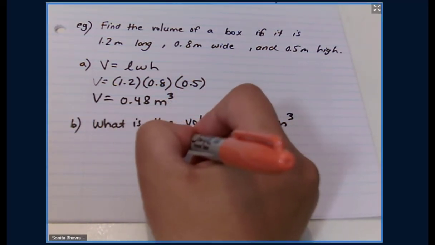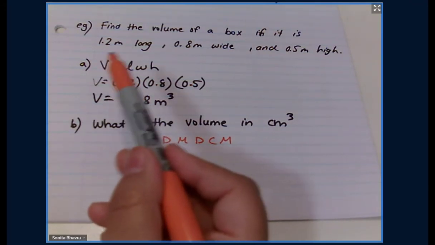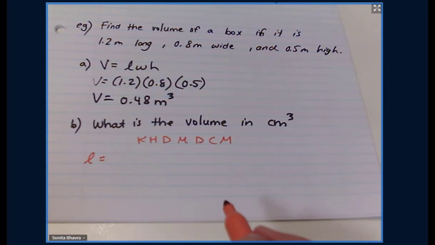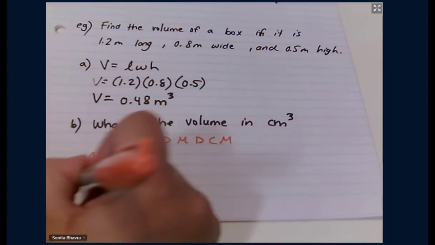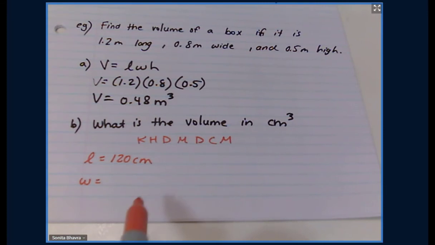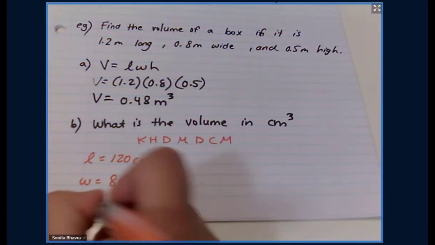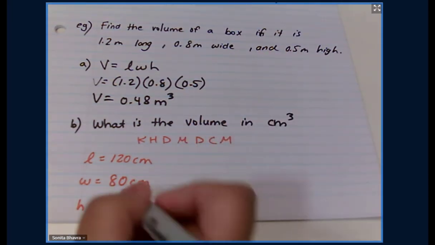All right, so if it's 1.2 meters, and switch all the units to centimeters. All right, so our length would become, instead of 1.2 meters, 120 centimeters. Our width, instead of 0.8 meters, that becomes 80 centimeters. And then our height, which was 0.5 meters, becomes 50 centimeters.